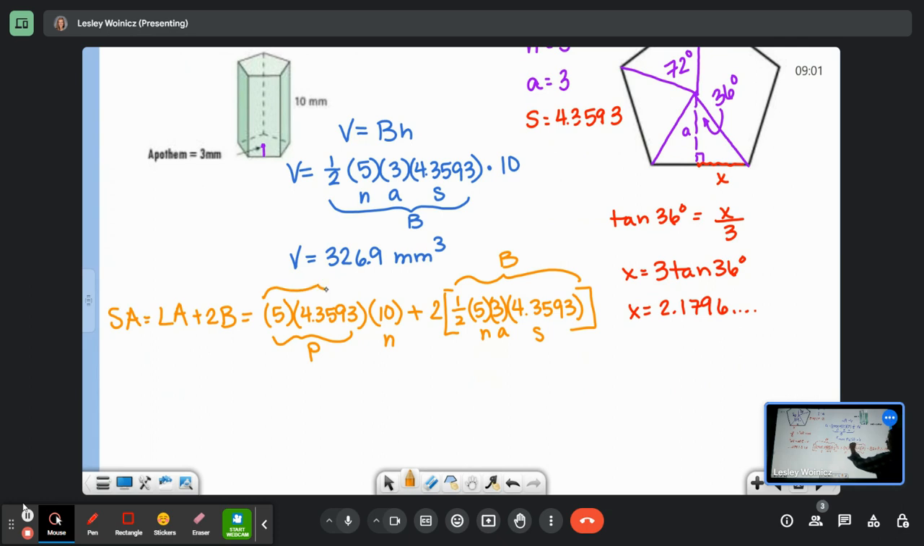So this bit is our lateral area. We don't know? I'm getting 283.4. What is this, millimeters squared? Yes. Okay, questions for me?